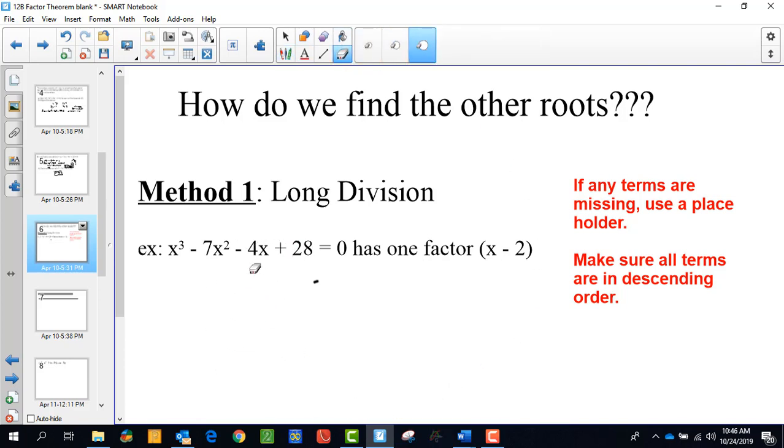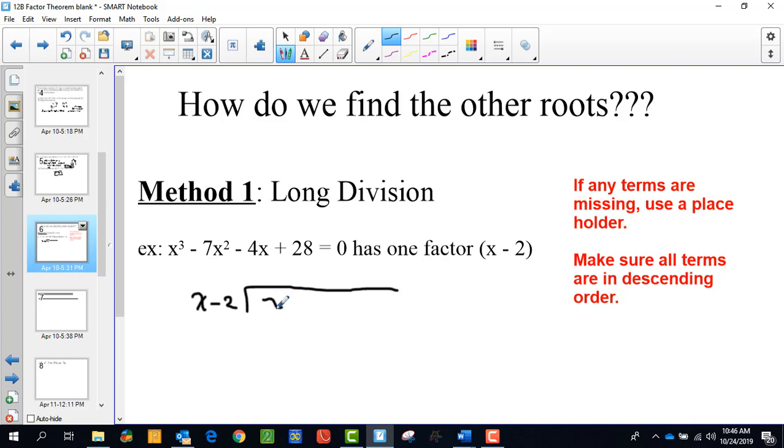So what we do is we look at the factor, x minus 2. So we put that in front. And then we put the whole polynomial underneath the division sign. So you have x cubed minus 7x squared minus 4x plus 28. And then what you do is you say, okay, how do I get x to be x cubed? And the way you do that is by multiplying by x squared. So x squared times x is x cubed. And then you also multiply the x squared by the minus 2, so you get minus 2x squared.